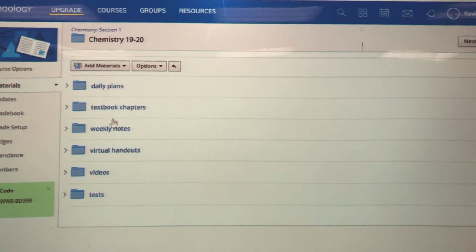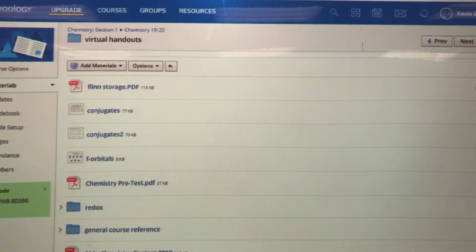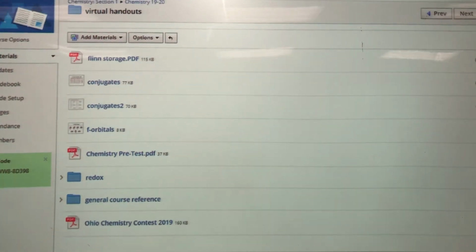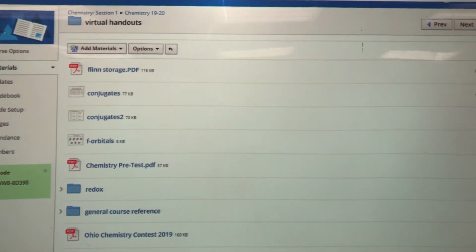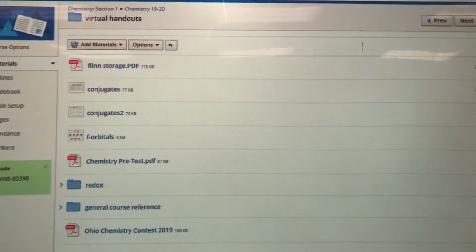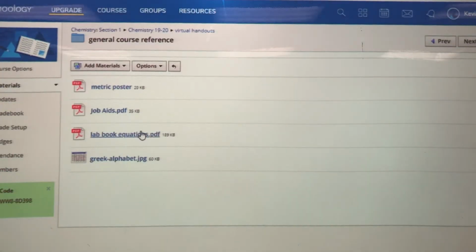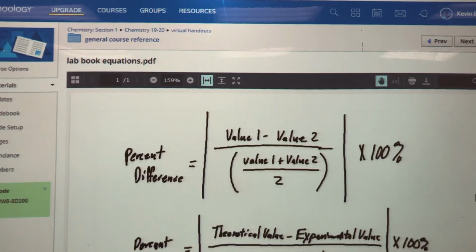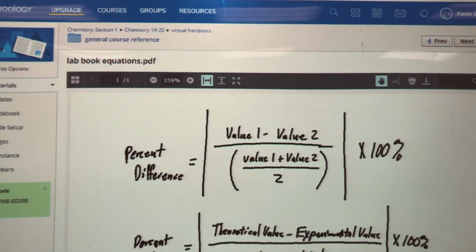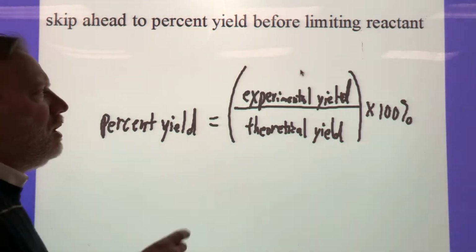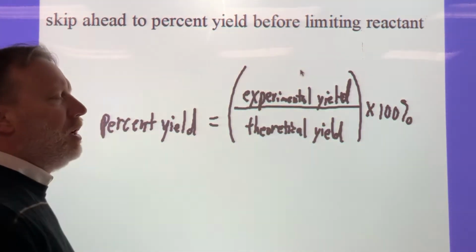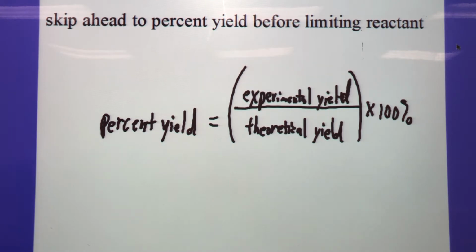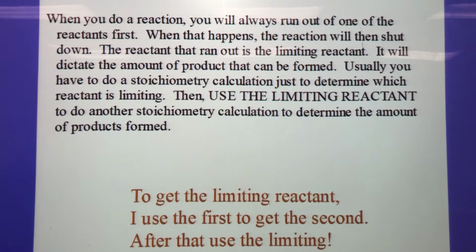However, if you go to Schoology, virtual handouts, it's in here. Should be lab book equations. I just don't know where it is. General course reference, maybe? There it is, lab book equations. There they are. So if you don't have that in your lab book, you'll need to get them in there. Go find them. Okay, so percent yield is equal to experimental yield divided by theoretical yield times 100%. That'll be one of the last calculations, if not the last calculation you do in the lab.